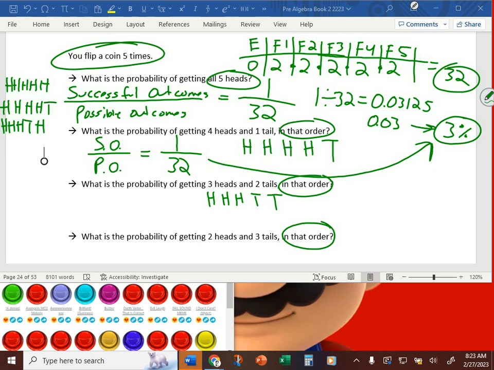Would our percentage be different if we could get 3 heads and 2 tails in any order? Yes, right? Because getting 3 heads and 2 tails in any order means we could get head, tail, head, tail, head. Still 3 heads and 2 tails, but getting it in this specific order leaves us only 1 possible outcome. So I think there's a question down at the end that says in any order. Be thinking about that. All right, but I'm going to let you do the rest on your own.